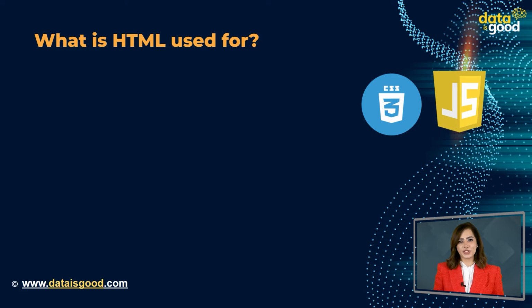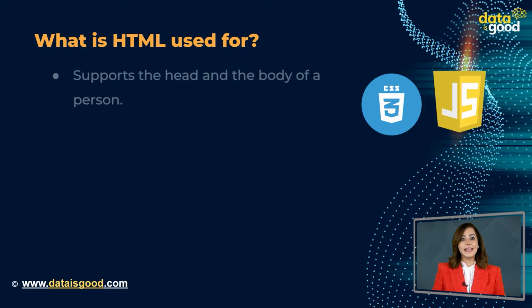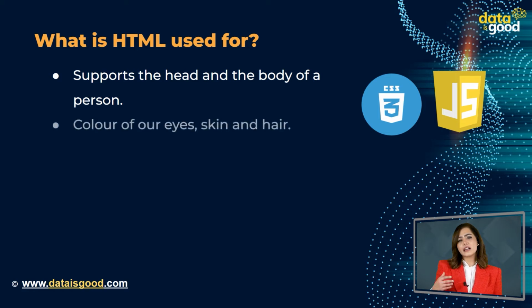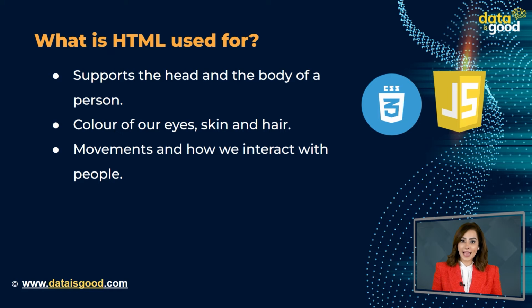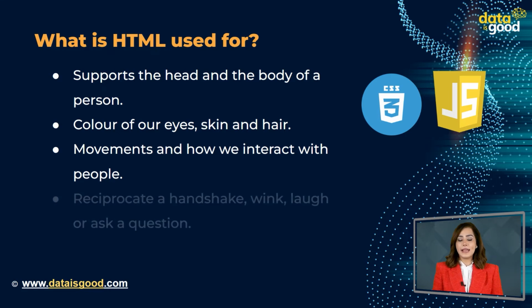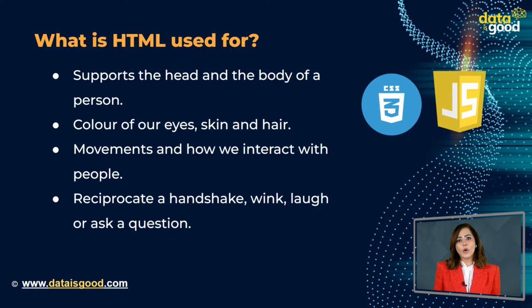What is HTML used for? Let's compare HTML to the human form. HTML is what gives a skeleton to all of our features. It supports the head and the body of a person. To give a clearer understanding of this, CSS, which means cascading style sheets, would be what gives us our features, like the color of our eyes, skin, and hair. And JavaScript would be to do with our movements and how we interact with people, like when we reciprocate a handshake, wink, laugh, or ask a question.